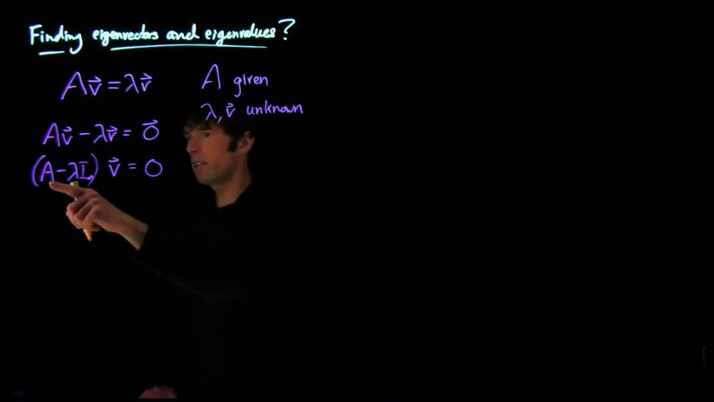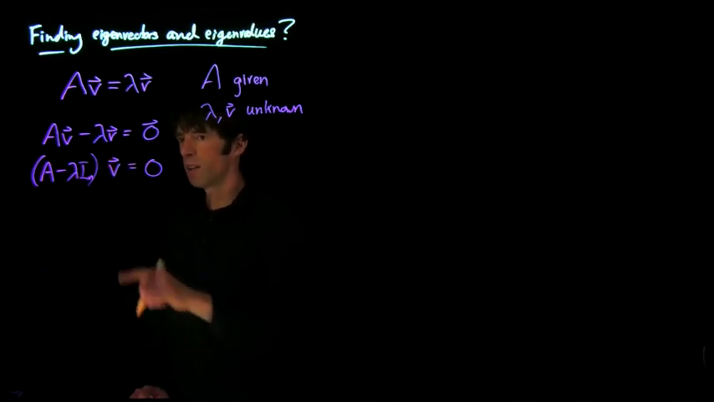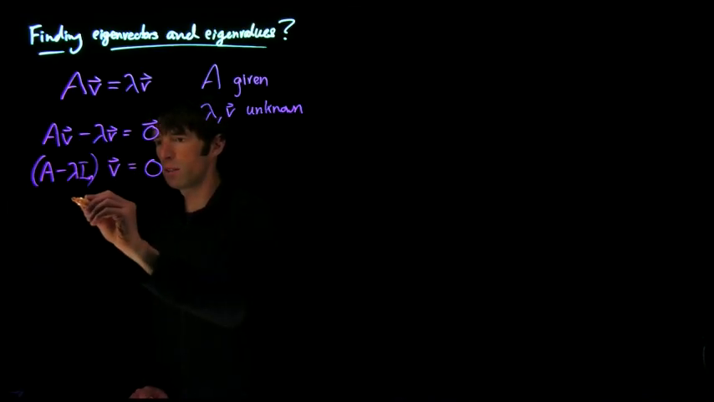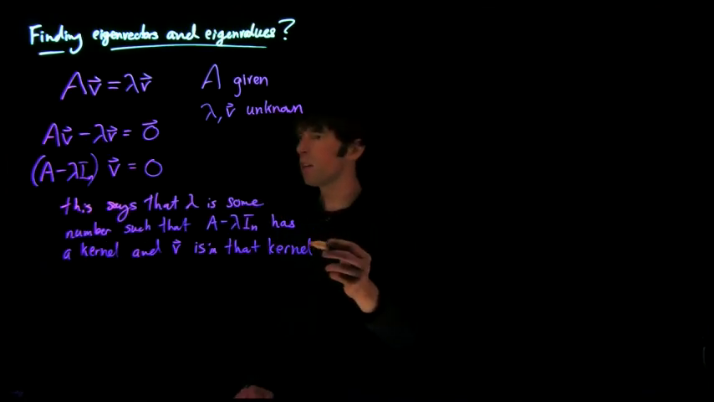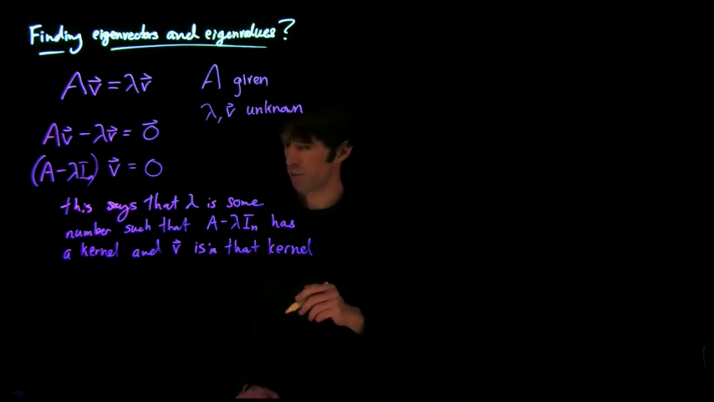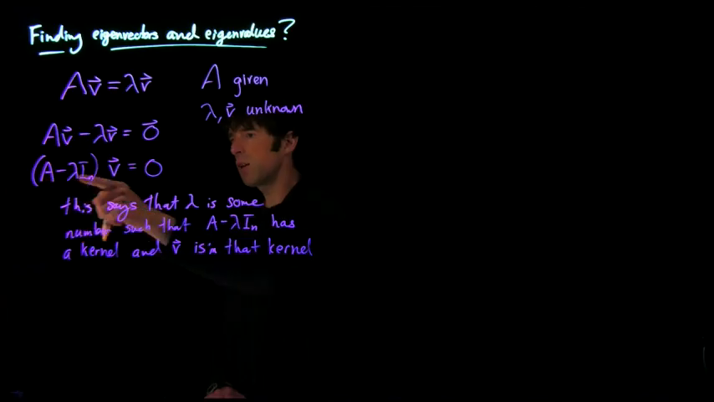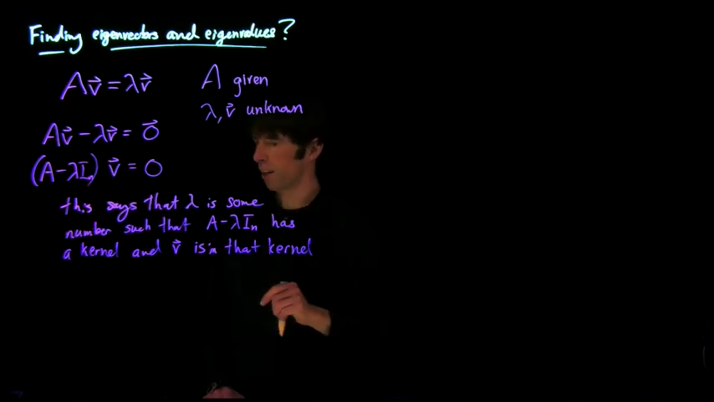Now this is saying that lambda is some number such that this matrix has a kernel, and v is sitting inside the kernel. Remember, the kernel is the set of all vectors that are sent to 0 by some linear transformation, by some matrix. So to say that we have a lambda and a v such that this is equal to 0 says this matrix has a kernel, and v is some vector in that kernel.